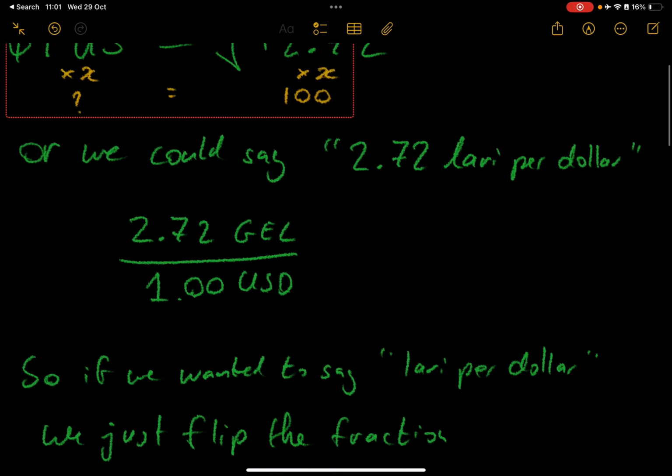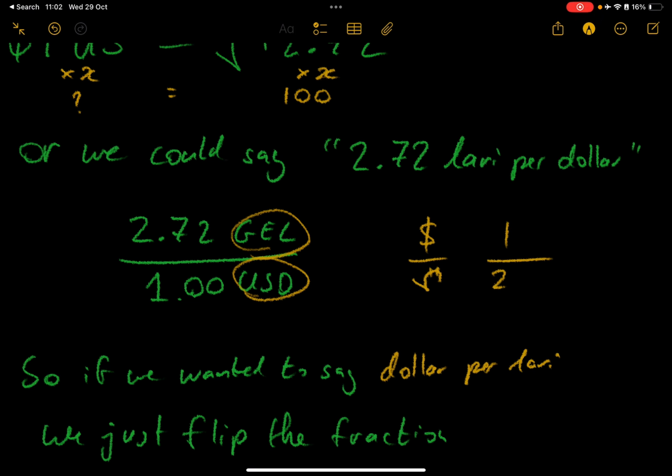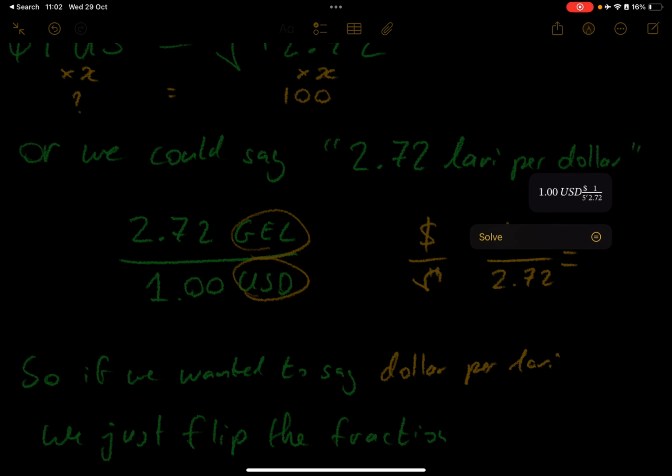So if we wanted dollars per Lari, how do we do that? Well, we just flip the fraction. So here we've got Lari per dollar. Remember, the per thing just means divide. So if I want dollar per Lari, I just flip the fraction. So I do 1 over 2.72. And I think the iPad should do that calculation for me.